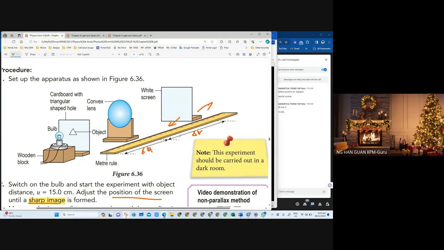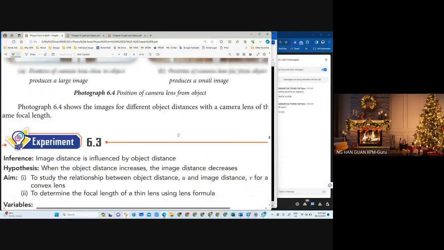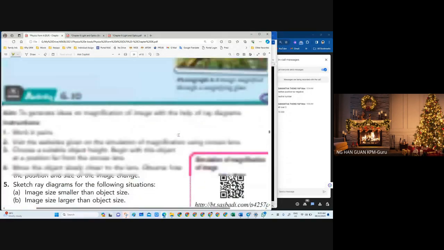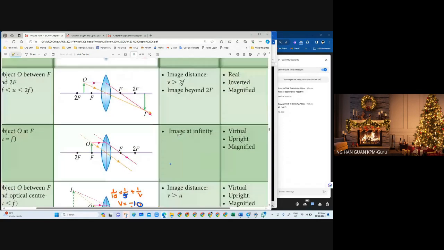Right? So we don't say okay, clear image or not. We are only looking for the sharp image. So it means that if the image is blur, that is not the correct position. You see, referring to the red ray again here. The sharp image is forming here.